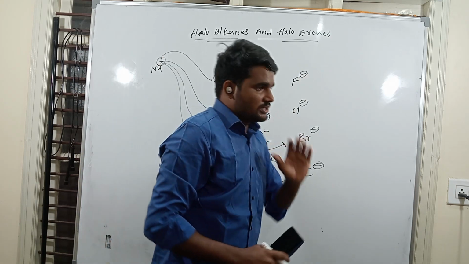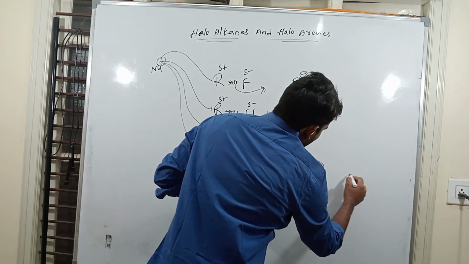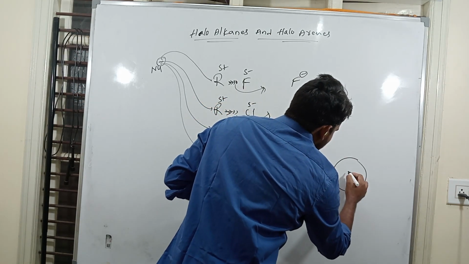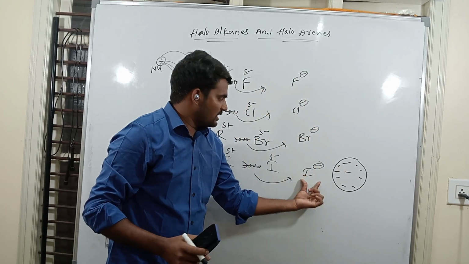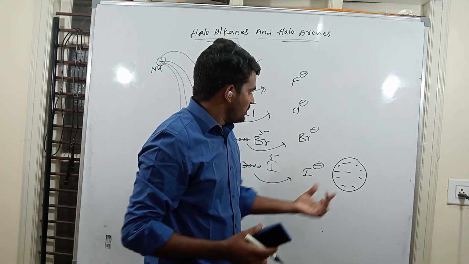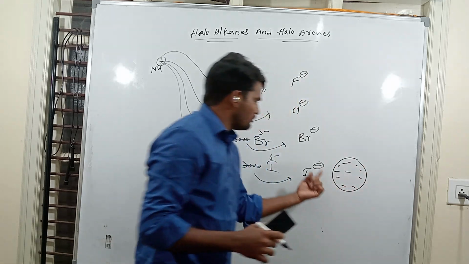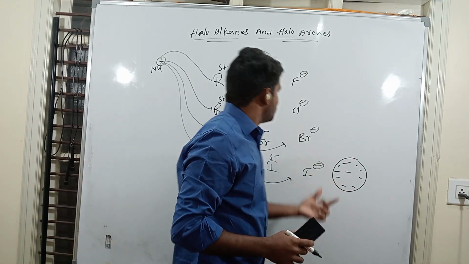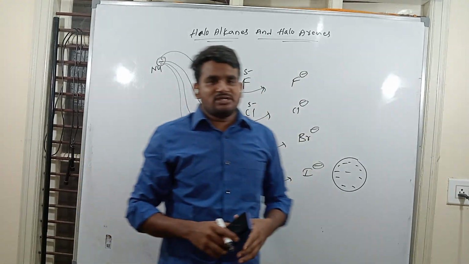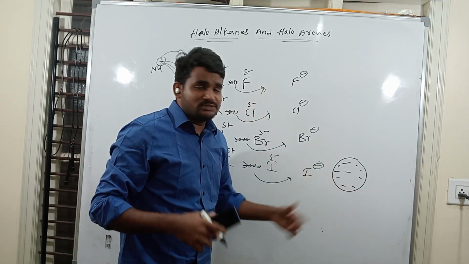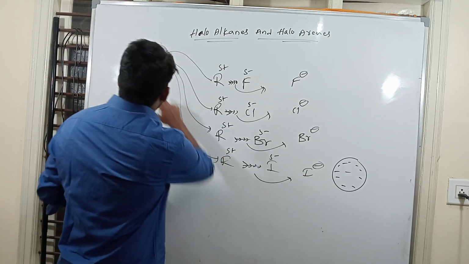We already know that in the periodic table, size increases from top to bottom. Iodine has a larger size, so its negative charge is distributed and the electrons are spread around the large size. So this is more stable. Fluorine is less stable because of its small size; the negative charge is not distributed much. So I minus is more stable, and that's why it leaves the alkyl halide fastest in nucleophilic substitution.